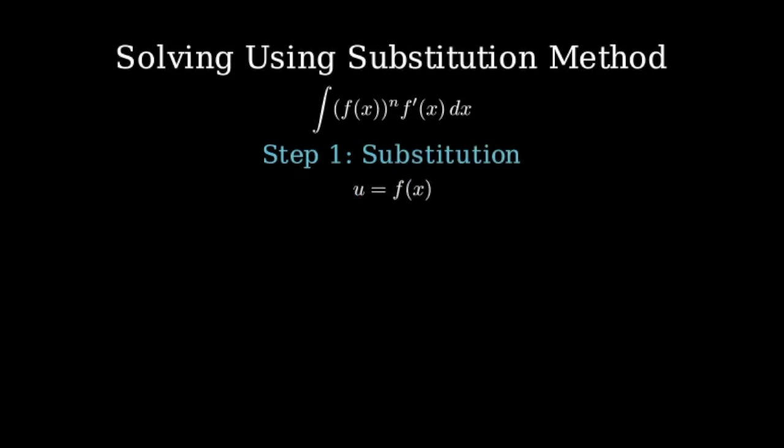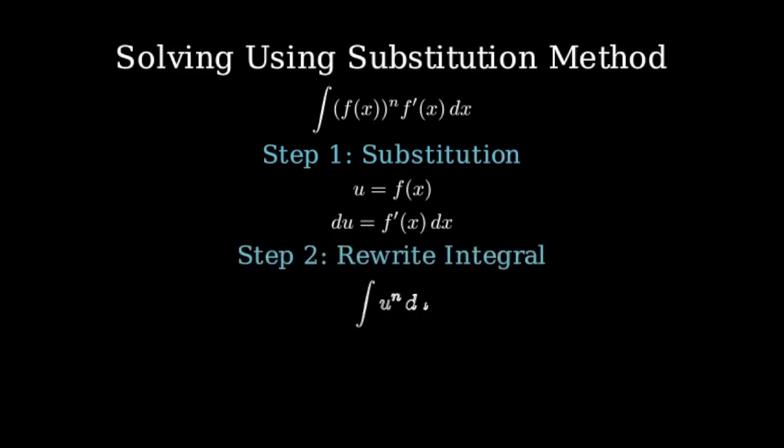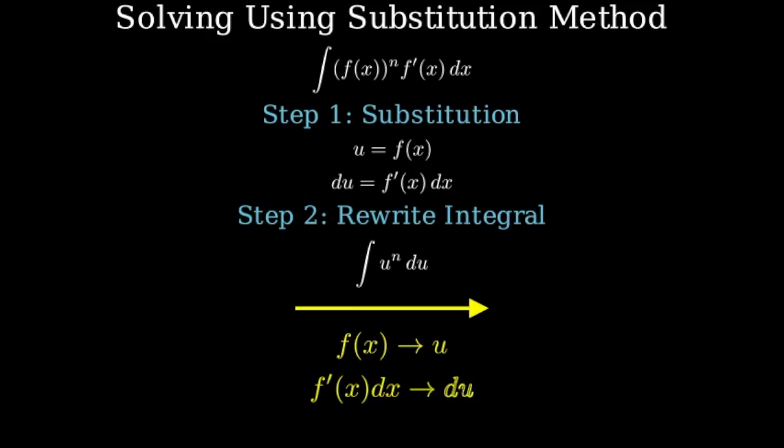First, we make a substitution. Let u equal f of x. Then, the derivative du equals f prime of x dx. Now we can rewrite our integral in terms of u. Notice how f of x becomes u, and f prime of x dx becomes du.